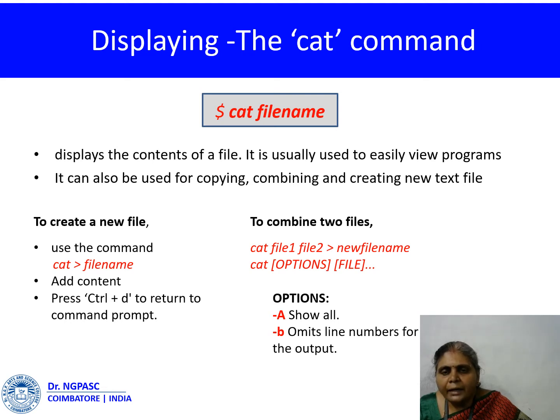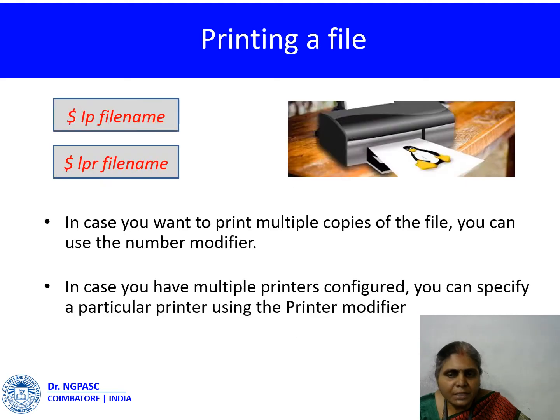Even the same command cat can be used to combine two files. For that, we have to use the syntax cat, the two file names you want to combine, then greater than. After combining these two files, it will be stored in a new file, and that file name will be after the greater than sign. These cat commands can also be used with some popular attributes like minus a and minus b. Minus a is to show all and minus b is to omit the line numbers from your output.